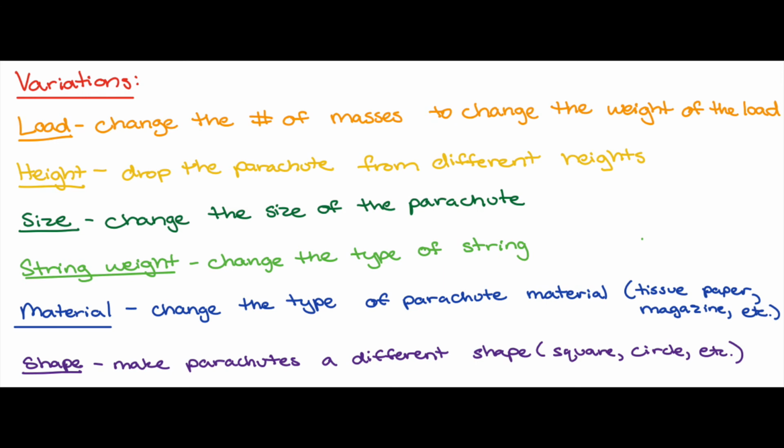Additionally, there's materials. You can change the type of parachute material. For example, you can use tissue paper, magazine paper, newspaper. And lastly, there's also shape. You can make your parachutes a different shape, such as a square, a circle, a diamond, whatever you like.